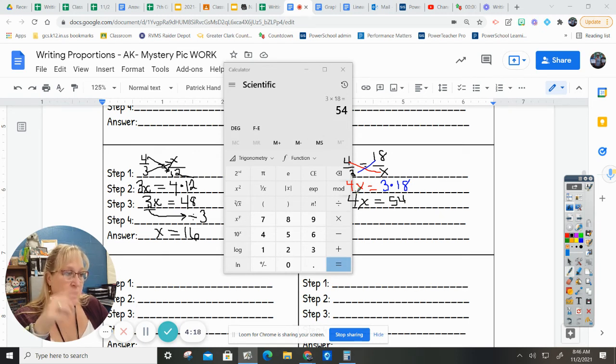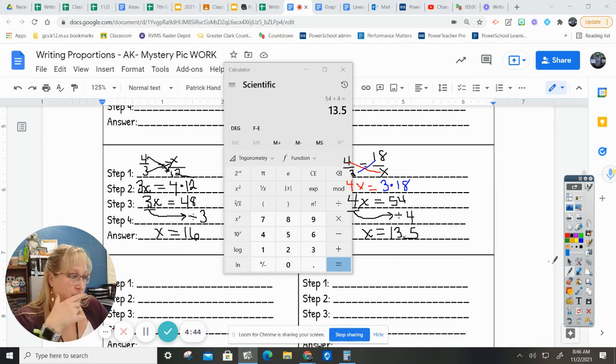Okay. Now we're on step 4 where we use that inverse operation. We are using the inverse of multiplication. So the opposite of multiplication is division. We're going to divide by 4. That leaves us with x on this side. And oh, this isn't going to be pretty. 54 divided by 4 is 13.5.